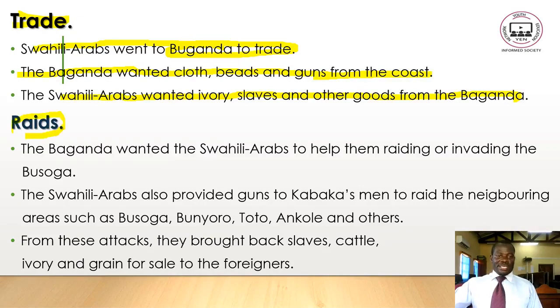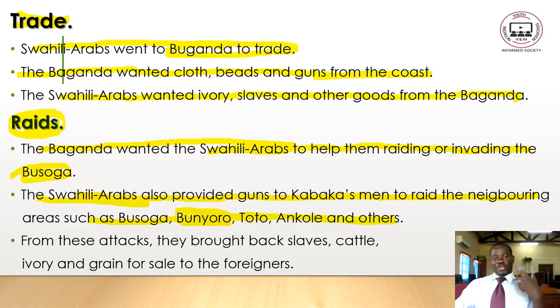And also the raids. The Arabs came there for raids. The Baganda wanted the Swahili Arabs to help them raid and invade the Busoga people. So they wanted to be assisted by them. The Swahili Arabs also provided guns to the Kabaka's men to raid the neighboring countries or surrounding areas, such as Busoga, Bunyoro, Toro, Ankole, and others. You can remember Bunyoro, we talked about it as another powerful territory.